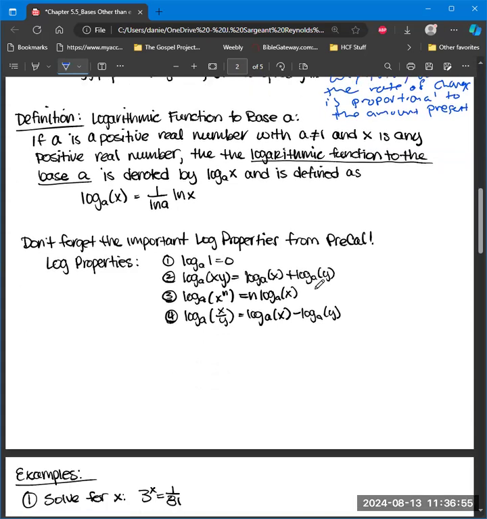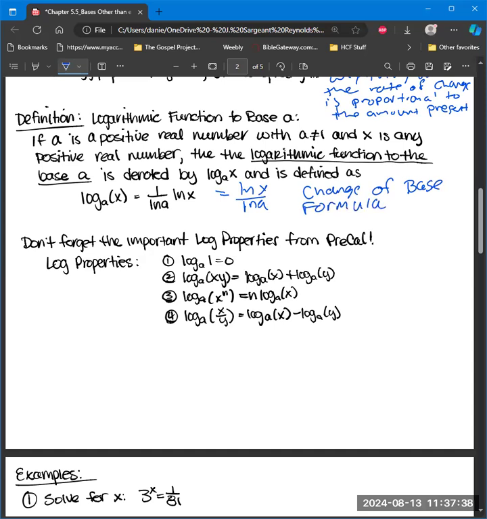So the logarithmic function to base a, if a is a positive real number with a not equal to 1, and x is any positive real number, then the logarithmic function to the base of a is denoted by log base a of x, and is defined as log base a of x is equal to 1 over ln of a times ln of x. So this is another way to write this, ln of x over ln of a. And you probably learned this as your change of base formula in pre-calculus.